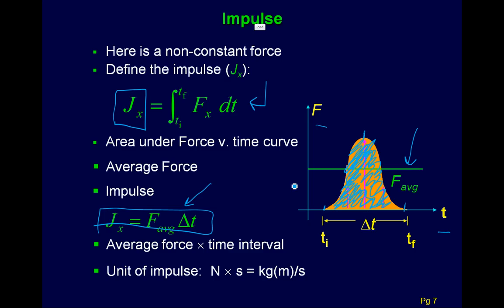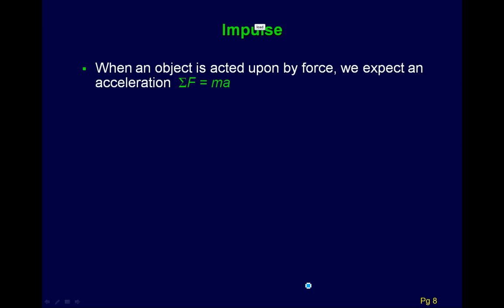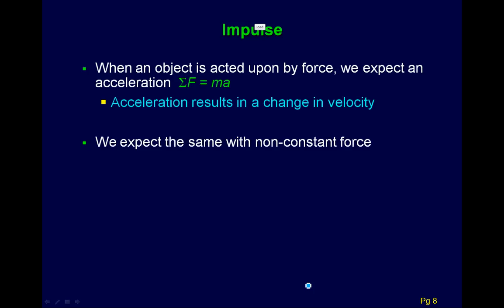And if we look at the units of this, the units will be force times time. Both versions of this have the same units, and that works out to be kilogram meters per second, the same units as we get for momentum. Now if we think about this a little bit, when an object is acted upon by a force, we expect an acceleration. That's what Newton's second law tells us, F equals ma. This acceleration results in a change in velocity.